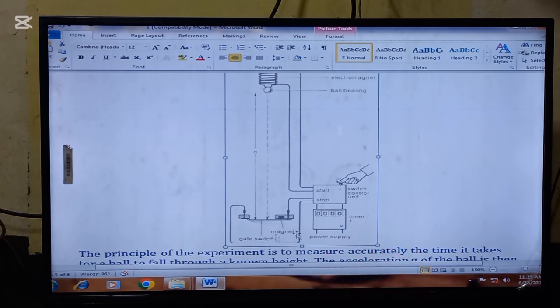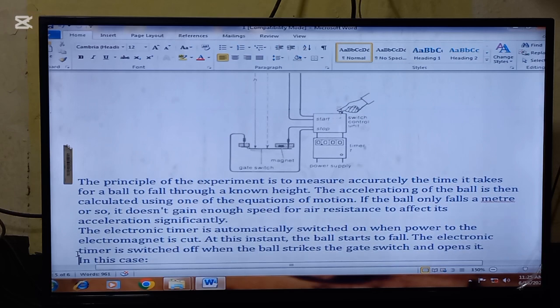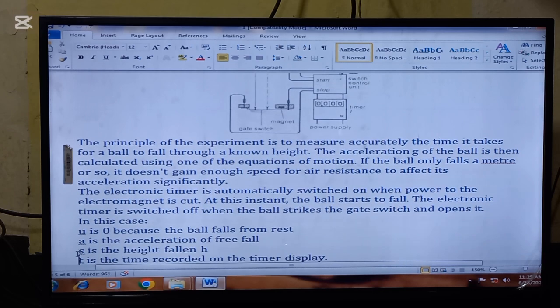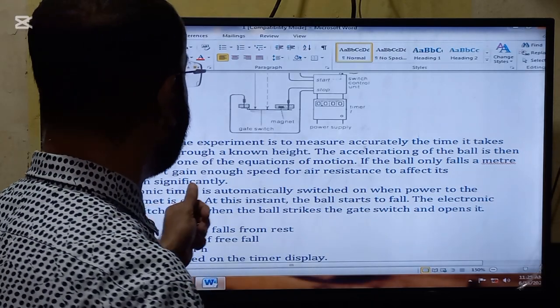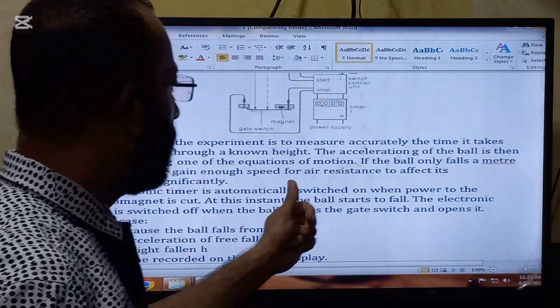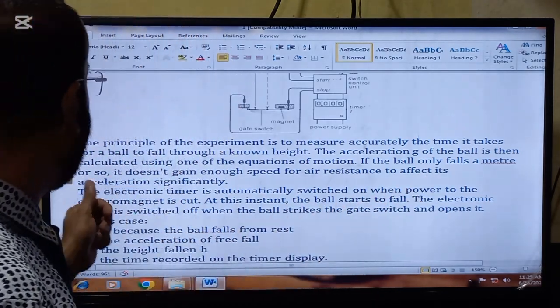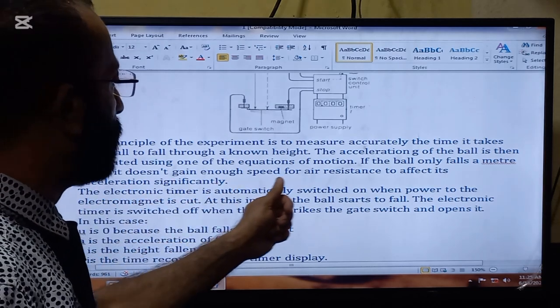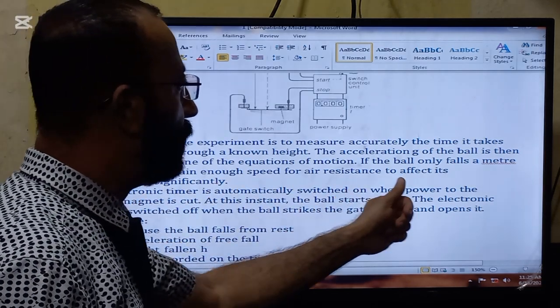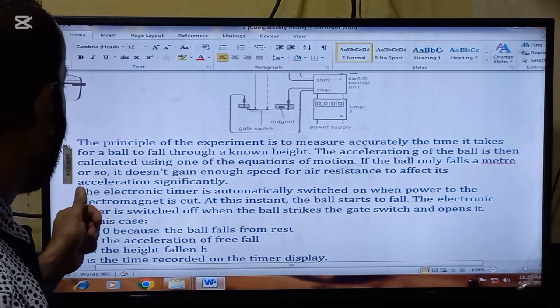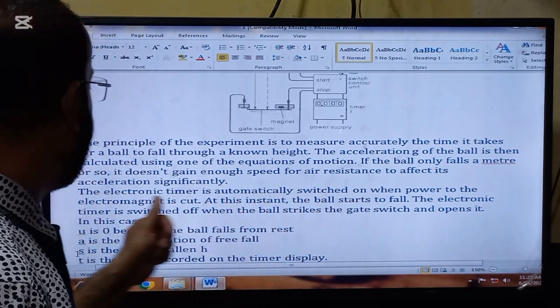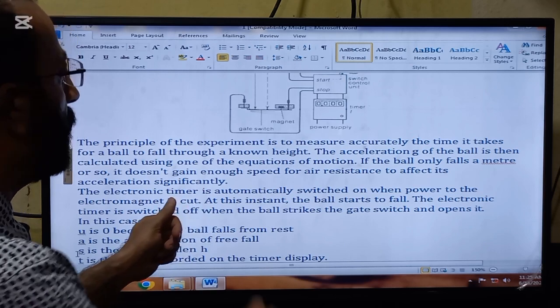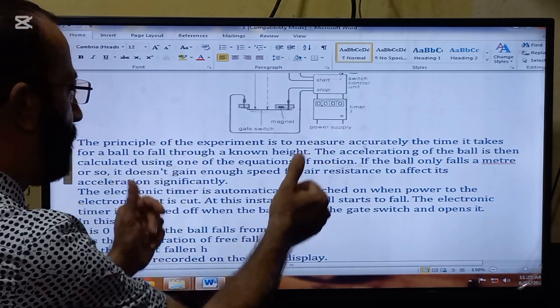Look now, what is the procedure? The principle of the experiment is to measure accurately the time it takes for a ball to fall through a known height. The acceleration of the ball is then calculated using one of the equations of motion. If the ball only falls a meter or so, it does not gain enough speed for air resistance to affect its acceleration significantly. So this is some explanation about the experiment.